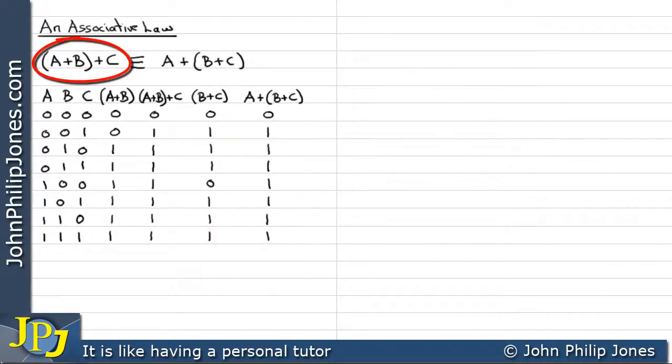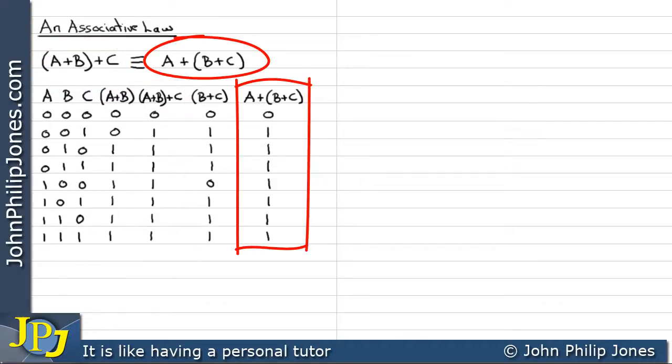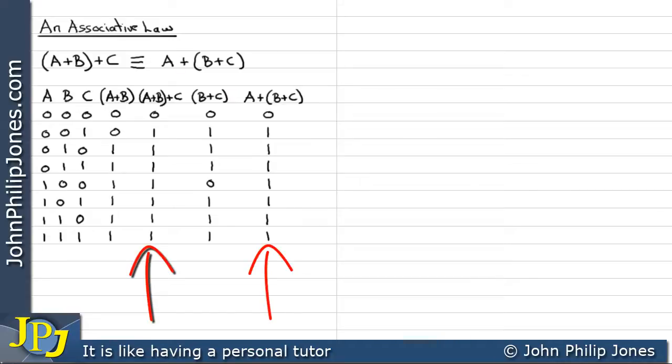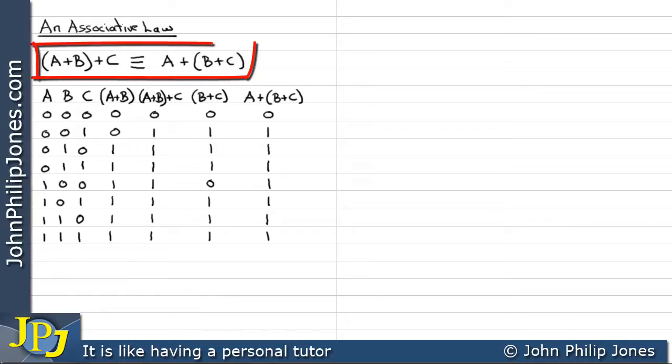Now this is represented by this column. This is represented by this column. Let's look at both columns. We can see they're identical. Consequently, the statement we've made here is correct.